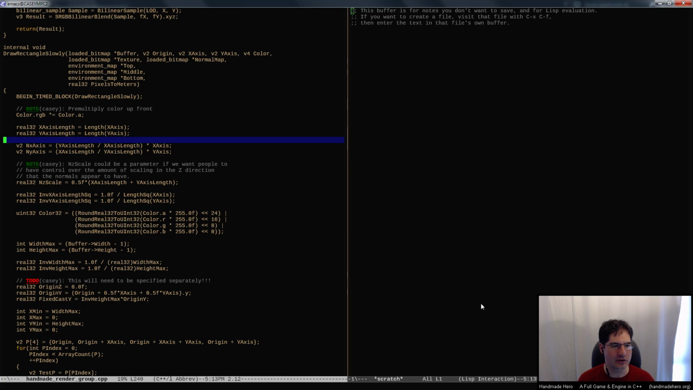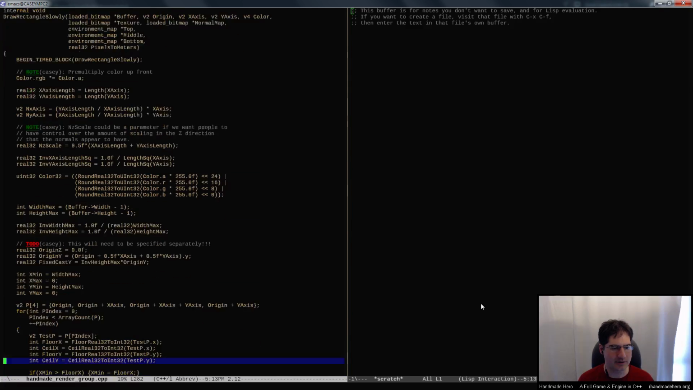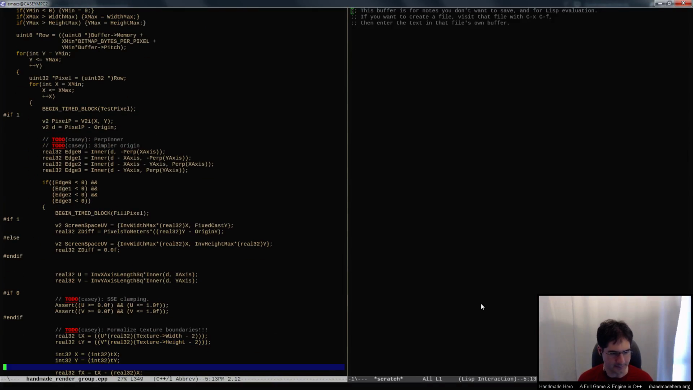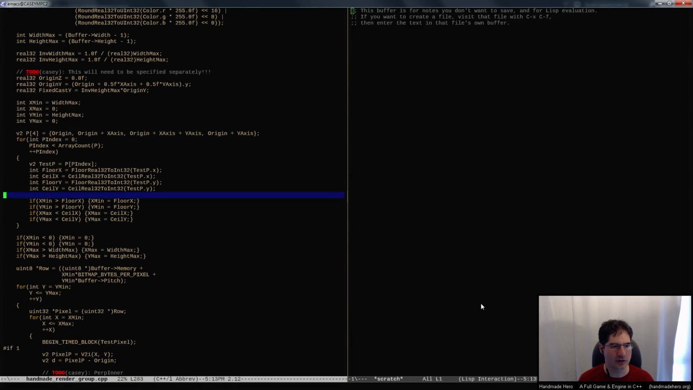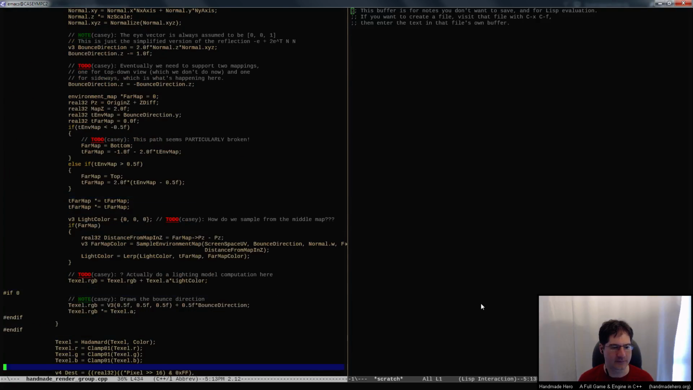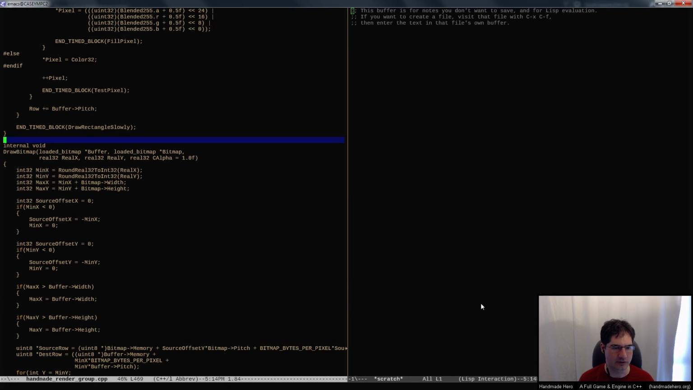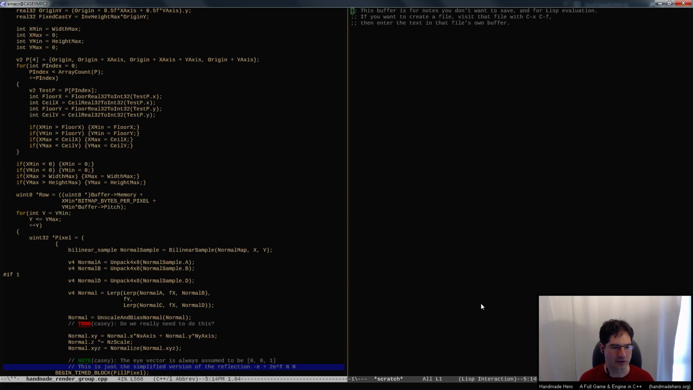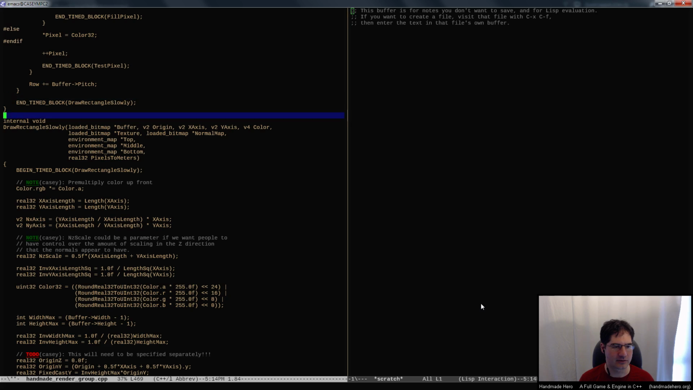So what I actually want to do here with draw rectangle slowly is I would like to sort of spawn this routine out, basically. I'd like to take draw rectangle slowly, and I'd like to sort of pull it out into basically a new version, right? And we'll call that draw rectangle quickly. Maybe we'll call it draw rectangle hopefully quickly, right? And we can go ahead and have that.